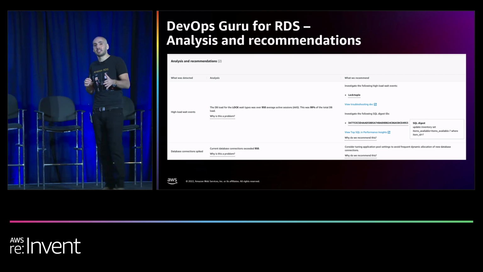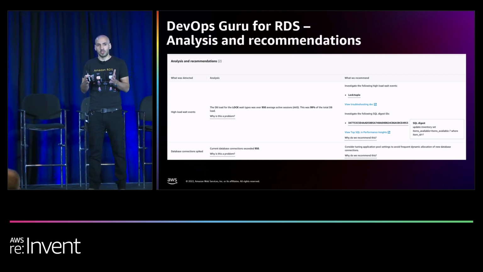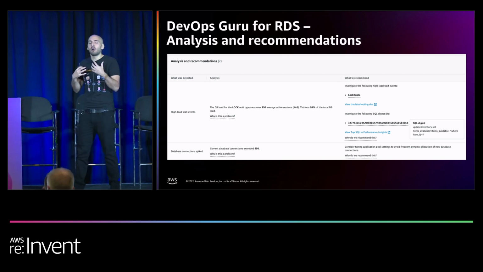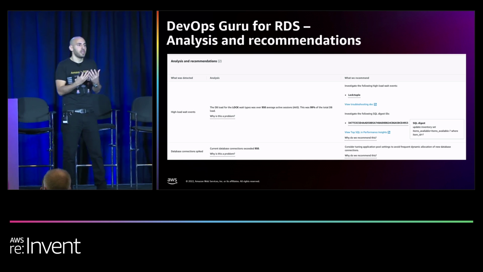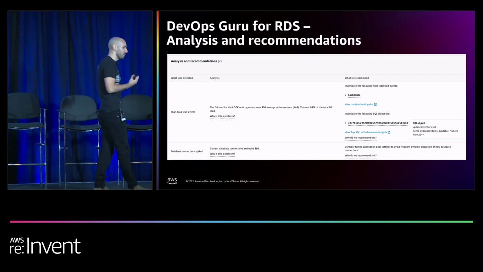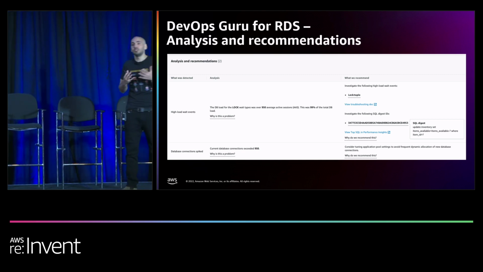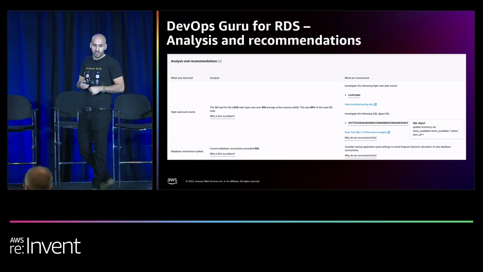Now, this is just one example. There are actually many other scenarios that DevOps Guru supports. And we will continue to invest in this area because, from our perspective, it is very important that our customers have a very easy experience when it comes to database performance, troubleshooting, and diagnostics. So we would like to make this experience as simple and intuitive as possible, and we definitely expect to continue working on this area.